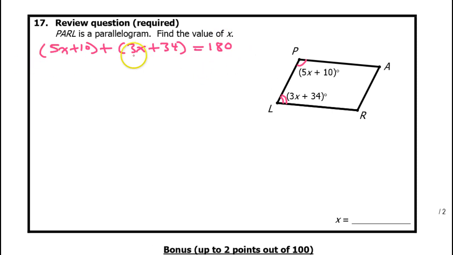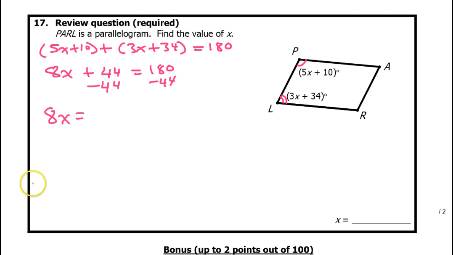Okay, so combining like terms, that'll be 8x plus 44 is equal to 180. And then if we subtract 44 from both sides, so that's going to be 136. And then if we divide that by 8, that gives us x is equal to 17.